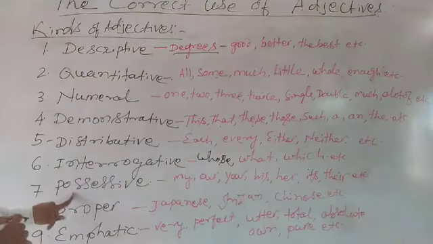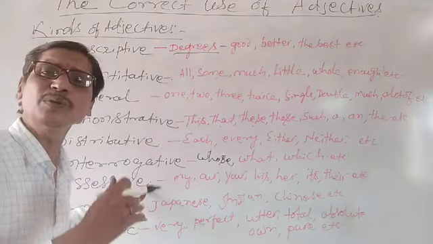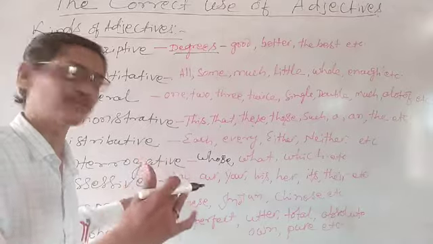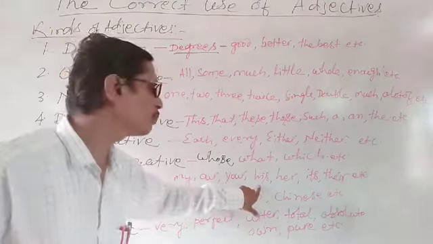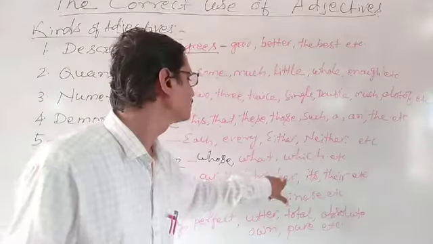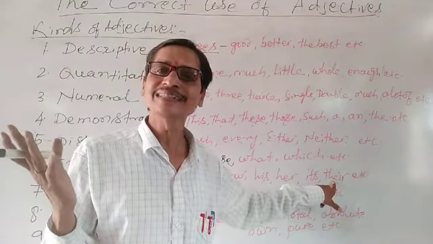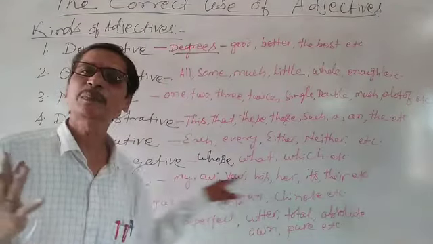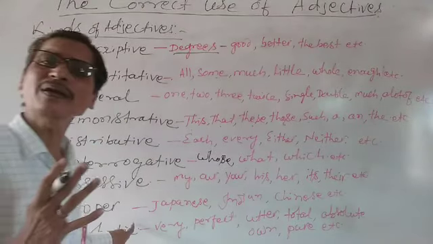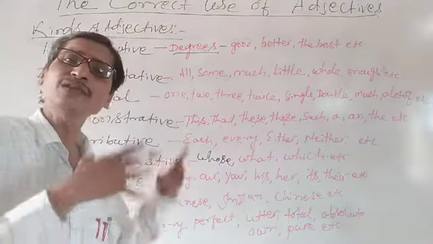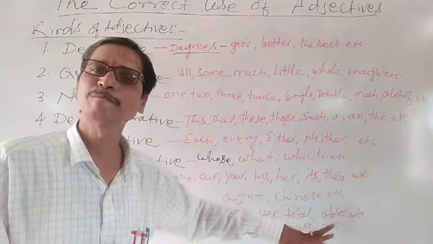Okay, similarly, we have another type of adjective, the possessive adjective. Some possessive words are functioning as adjectives like my pen, our school, your computer, his notebook, her cycle, its color, their team. Understand? So these are functioning as possessive adjectives.